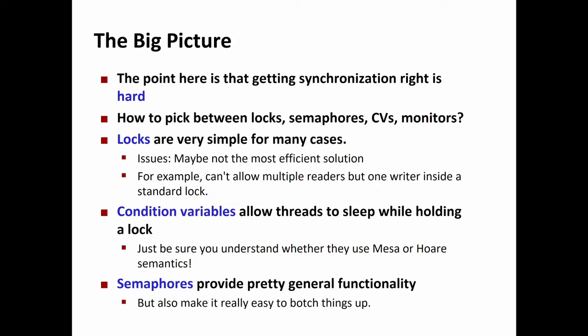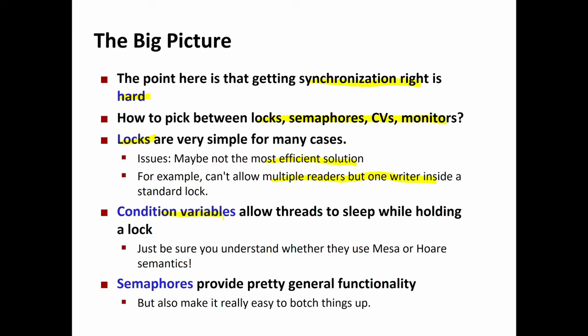So the point is, synchronization is a very difficult thing, and getting it right is pretty hard. How do you pick between locks, semaphores, and condition variable monitors? Locks are very simple for many cases, but may not be the most efficient solution. And we know that they have limits, for example in the readers-writers case, where we will have a problem.